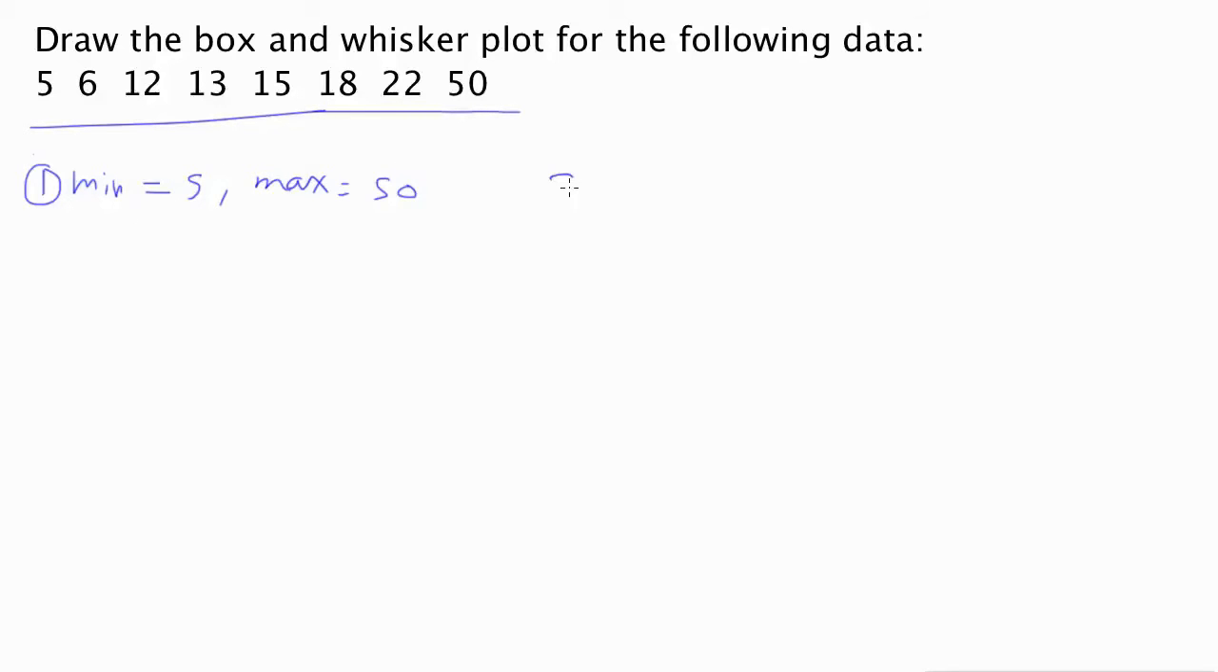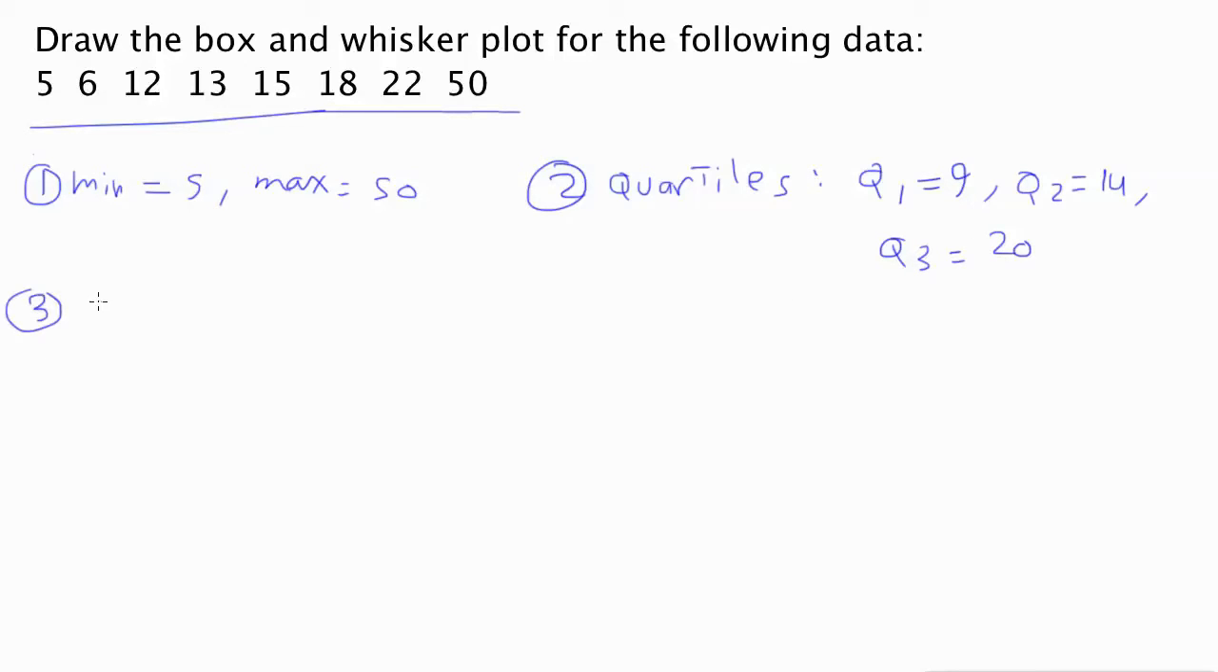And step number 2 is to find quartiles, and if you do that, you will find that Q1 is equal to 9, Q2 is equal to 14, and Q3 is equal to 20. So the third step, in fact, remember, is to find outliers. And if you find outliers, you will discover that 50 is an outlier.